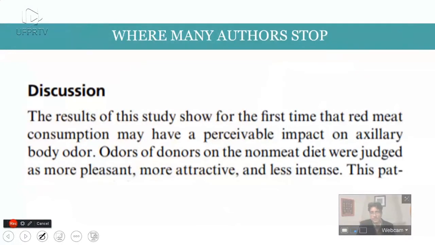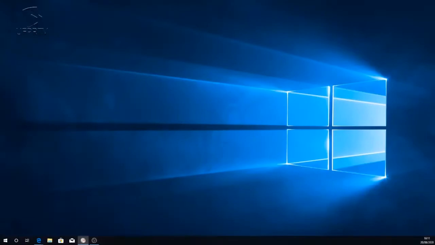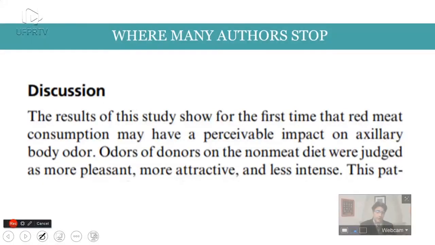Where many authors stop is here. They just say, okay, and this is a problem, this is what we found. The results of the study show for the first time that red meat consumption may have a perceivable impact on auxiliary body odor. Odors of donors in the non-meat diet were judged as more pleasant, more attractive, and less intense. That is simply a recapitulation of the results. And if these authors had just stopped here, they would sound too confident. Kind of in the same way, the French hydroxychloroquine study sounded a little bit too confident in that very first paragraph.